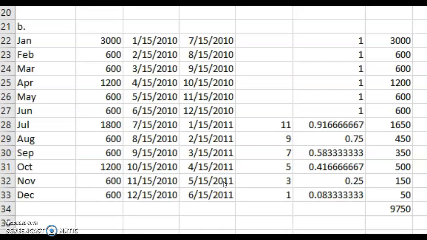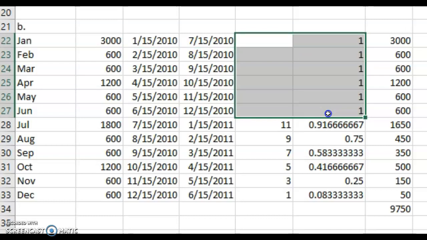Next, in part B, it is a 6-month policy, which means the end date will be half a year later than the start date. So in the first 6 policies, we can easily get the proportion, which is 1, because we can see that this policy started in 2010 and ended in 2010.